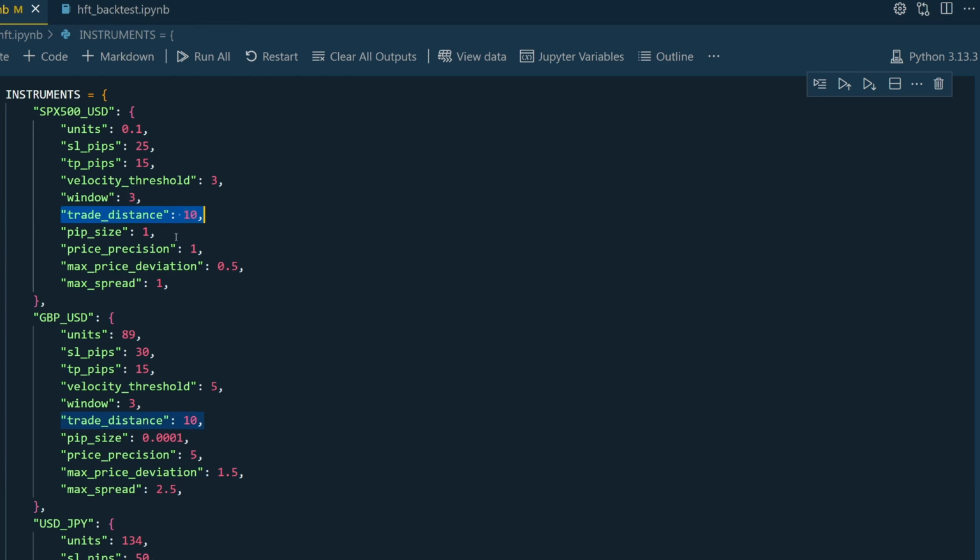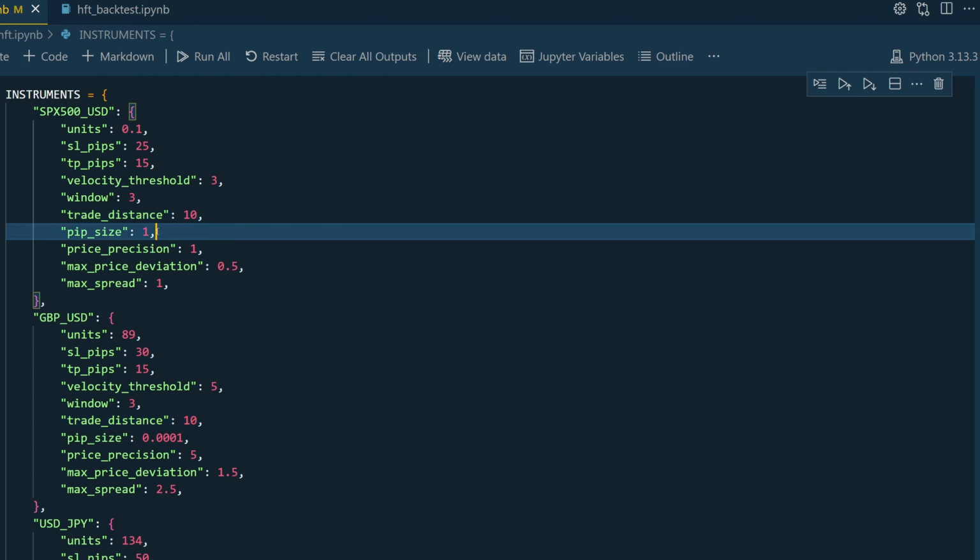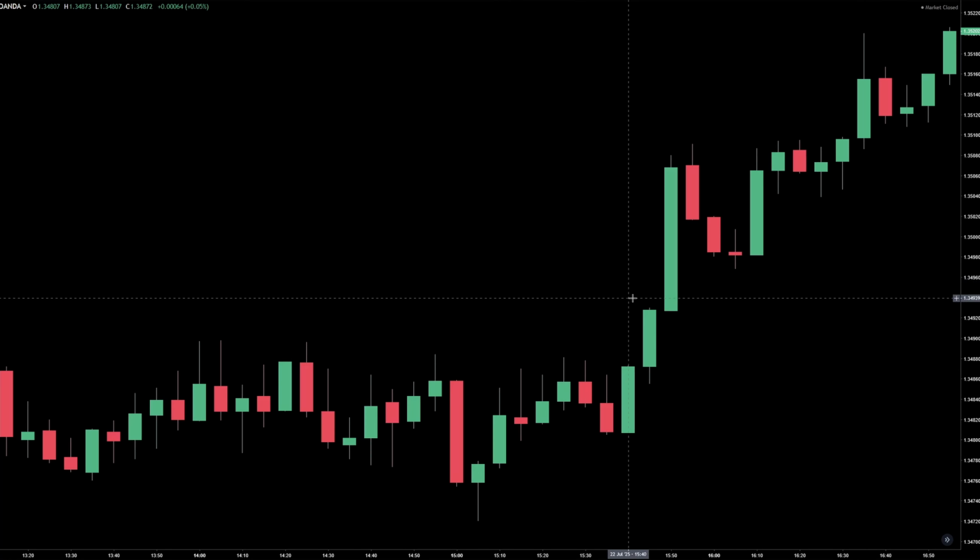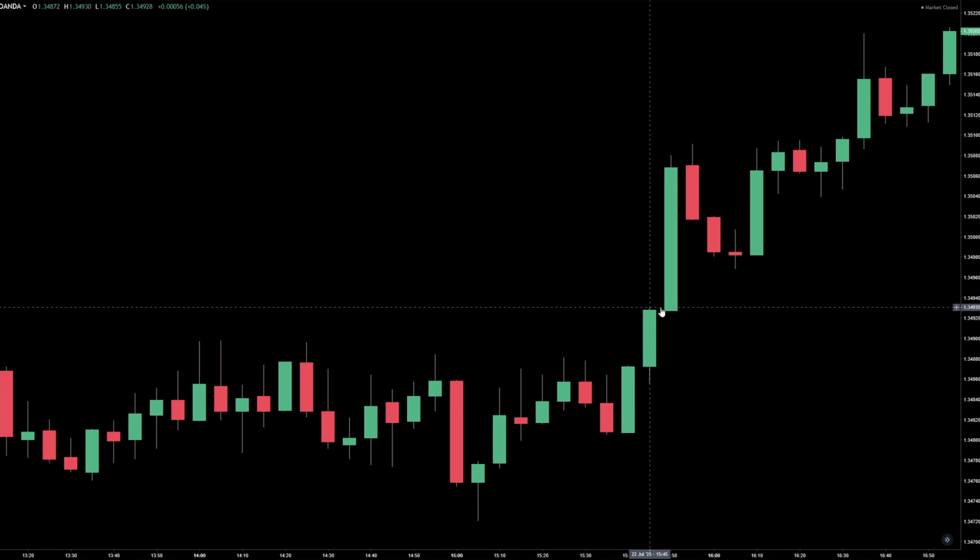So I wasn't exactly sure what had happened, but after spending far too much time troubleshooting, I realized the problem was in the pip size. That was the main difference that I'd overlooked between something like the S&P 500 and forex pairs like the pound dollar. You see, my bot wasn't checking whether there was a difference of 5 pips, it was checking whether there was a difference of 5 full points. That took care of the main issue that I was having for that trading day.